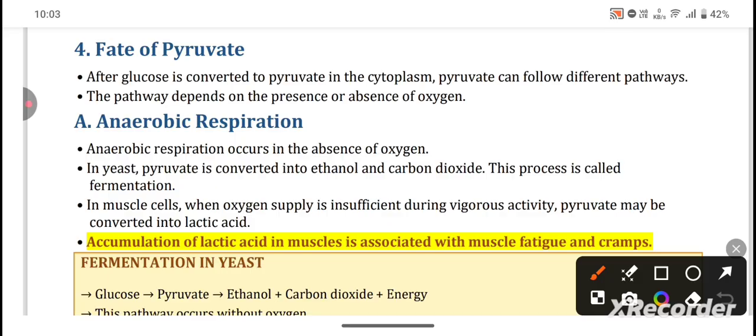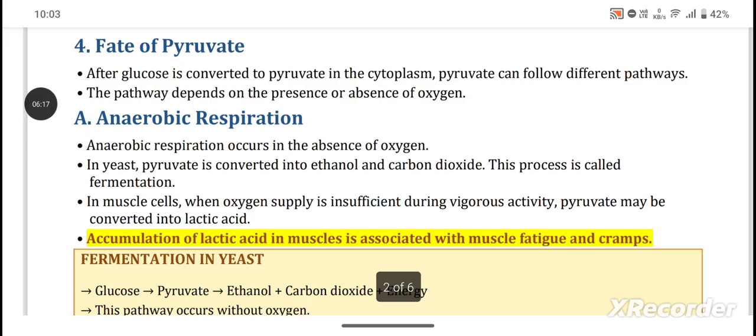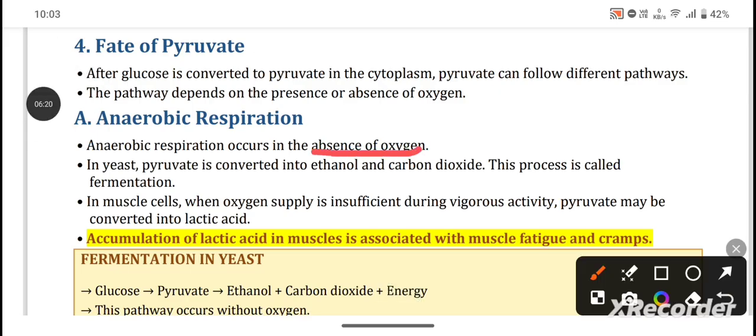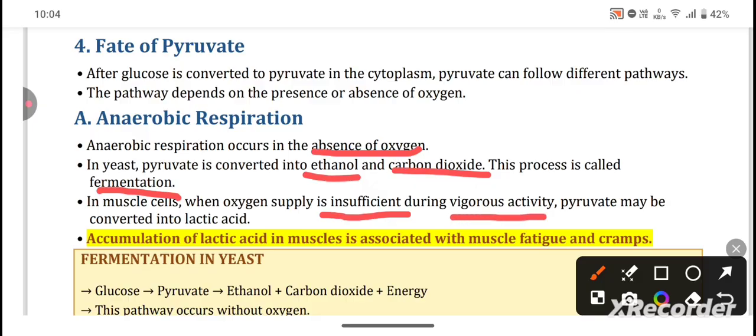So let's see the fate of pyruvate in case of anaerobic respiration. Anaerobic respiration occurs in the absence of oxygen. So if you take yeast, in yeast pyruvate is converted into ethanol and carbon dioxide. This process is called fermentation. In muscle cells, when oxygen supply is insufficient during vigorous activities, the pyruvate may be converted into lactic acid, and the accumulation of lactic acid in muscle is associated with muscle fatigue and cramps.